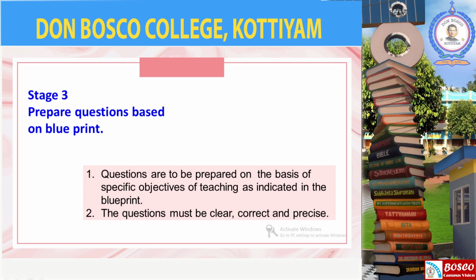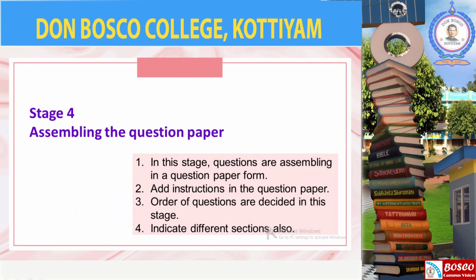So you must prepare these 2 essay questions from these relevant areas. And when you prepare the questions, use clear, correct and precise language. If you use any complicated language, your child will get ambiguous. So you must use clear and correct language. That is about the third stage, preparation of questions based on blueprint. And the next stage is assembling the question paper. So now we are all ready with different questions, but we have not assembled those questions in the form of a question paper. So the next stage is assembling the question paper.